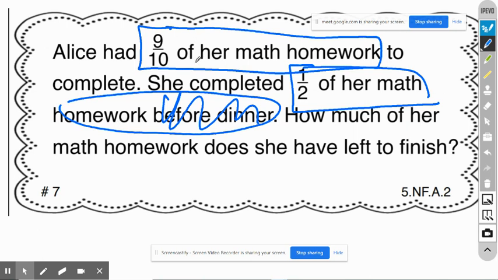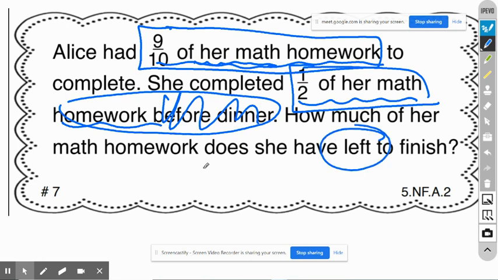Do you see the wordings? Her 9/10 of her math homework. She did 1/2 of her math homework. Those words match. Chances are I'm heading to subtraction. Let's look at the question. How much of her math homework does she have left to finish? Another tip that it's subtraction.